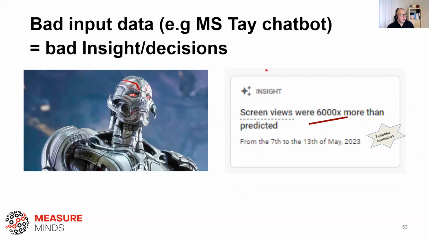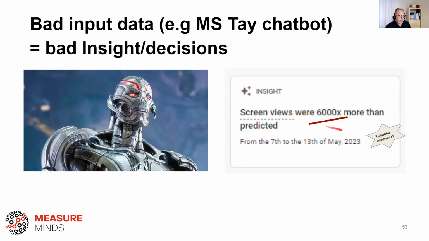A good example of that was Microsoft Tay, which was a chat bot similar to ChatGPT that was trained on Twitter data, and it started digesting Trump tweets and, unsurprisingly, started coming out with some really weird responses to chats and questions and a really bad bias.